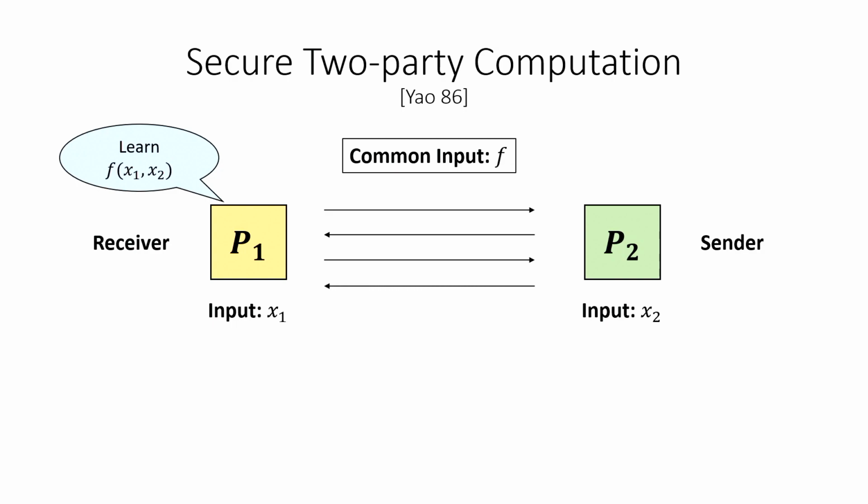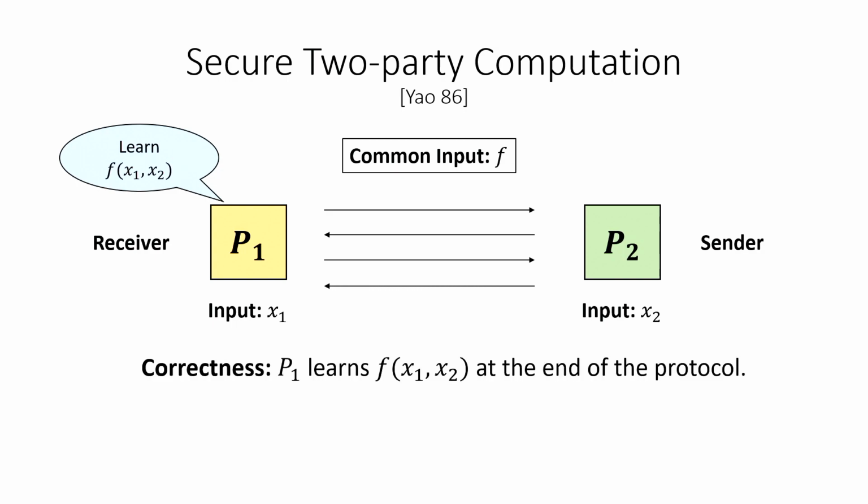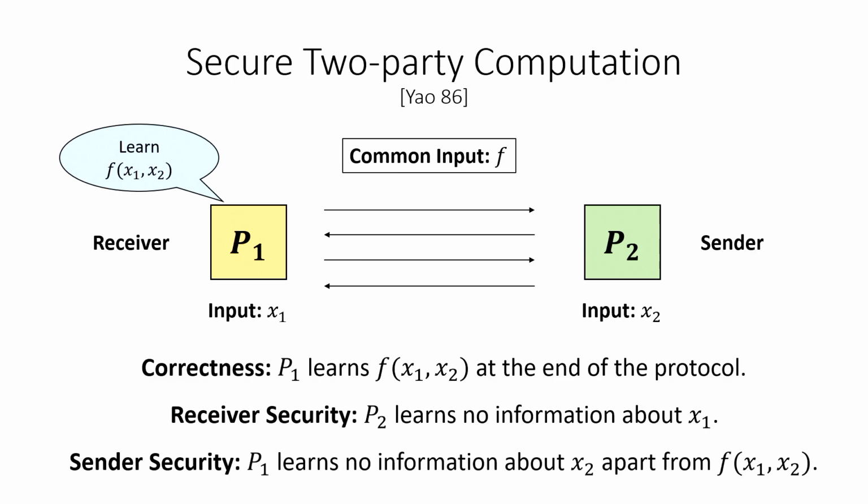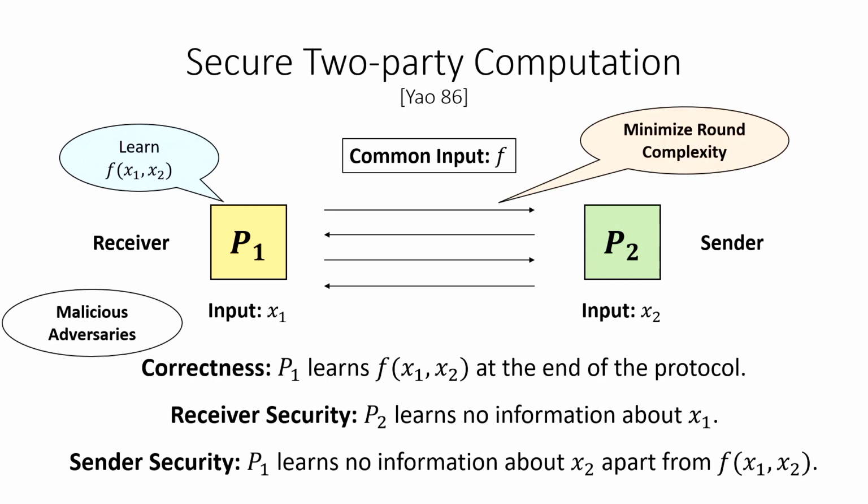And after engaging in multiple rounds of communication, we need the following three properties to hold. One is correctness, that P1 learns f of x1 and x2 at the end of the protocol. Then is receiver security, P2 learns no information about the private input of P1. And sender security says that P1 learns no information about the private input x2 apart from what can be inferred from f of x1 and x2. And we would like these two security notions to hold against malicious adversaries, and the security notion is in the real-ideal world paradigm.